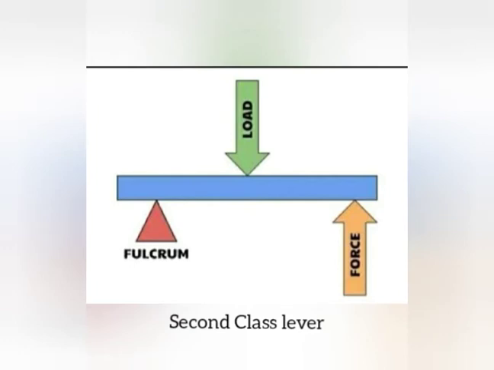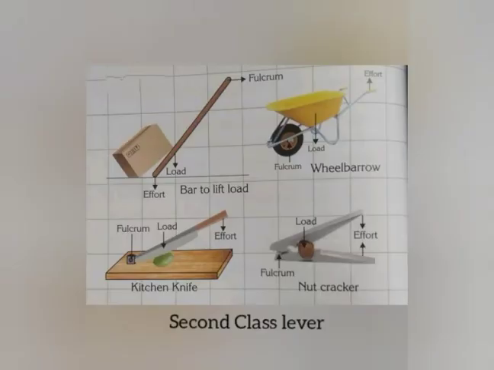Second class lever. In a second class lever, the load lies between the fulcrum and the effort. Examples of second class levers: bar to lift load, wheelbarrow, kitchen knife and nut cracker.